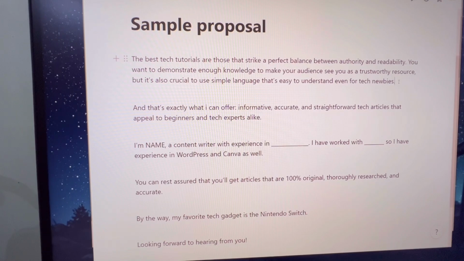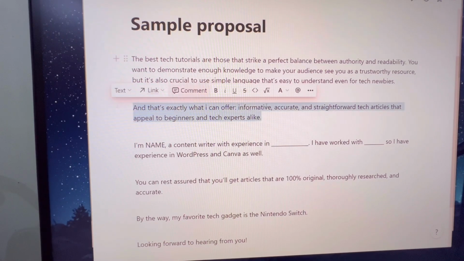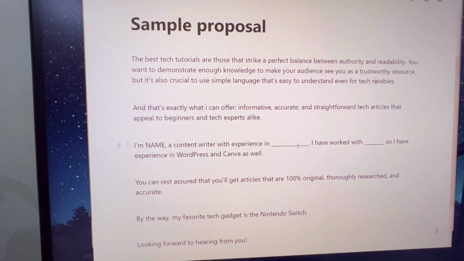Okay, so that's the number one tip from me. Actually, it's number two. Number one is, be sure to read the job post thoroughly. That's the most important thing. Next, I added, and that's exactly what I can offer. So basically, this is just me bridging the first sentence that I wrote with the rest of the proposal. You should customize this depending on what the client is looking for or what your niche is. But I think this is a blueprint that anyone can follow.